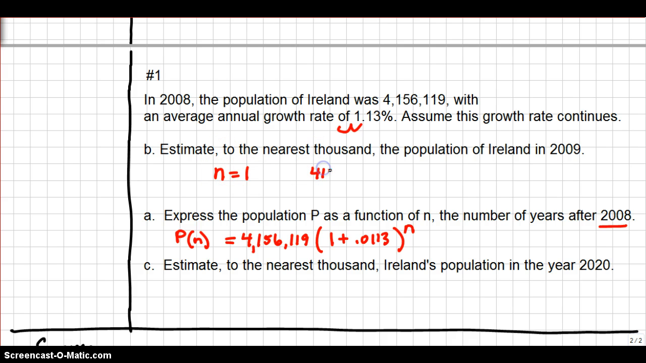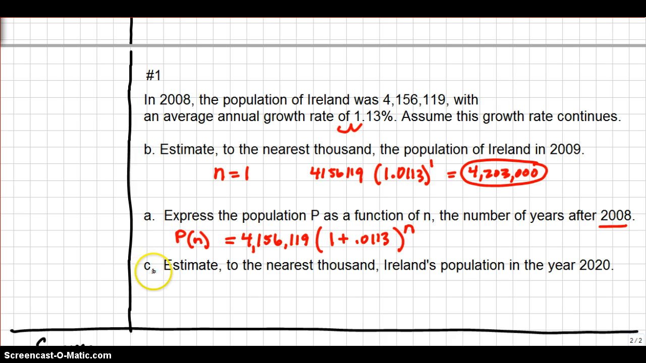We'd simply type in 4156119 into the calculator times 1.0113. Technically, we should raise it to the 1 power. Raising to the 1 power doesn't change the value, however, so we can simply multiply those two together. When we do that, we get 4,203,000, and that's our answer.